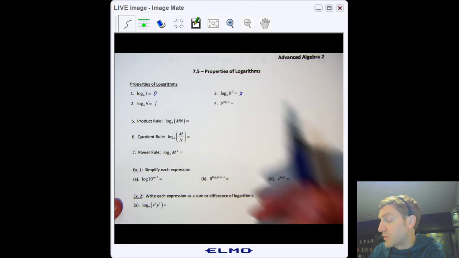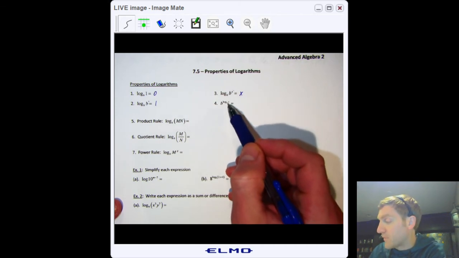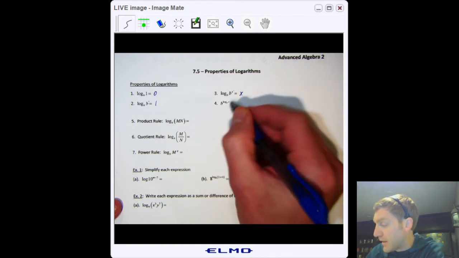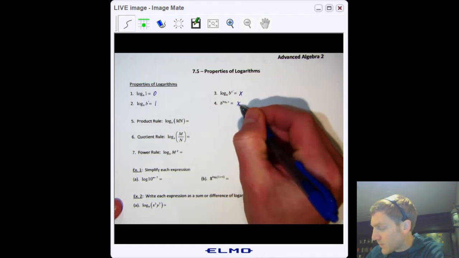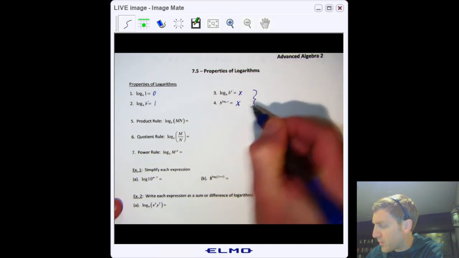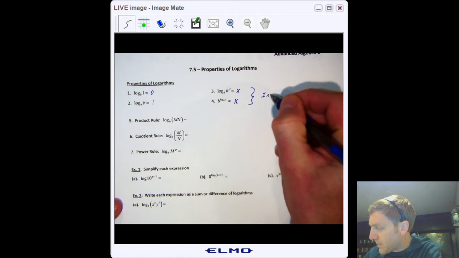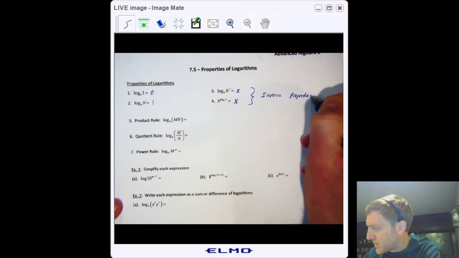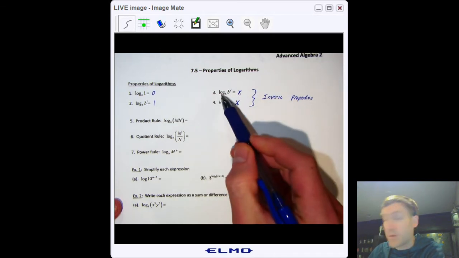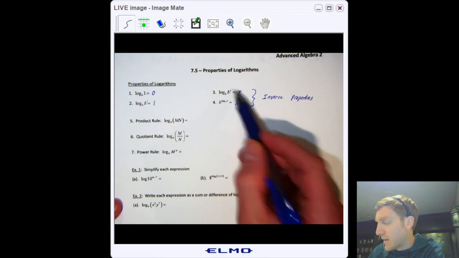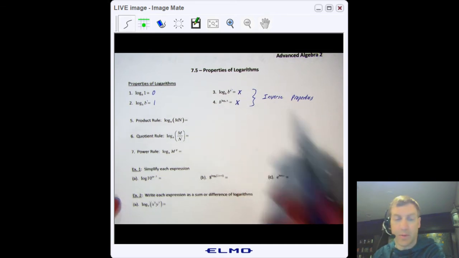And 4 is also an inverse property, just flipped around. This time the log function is inside the exponential function, but the same thing happens. The exponential and the log cancel out, so the answer is just x. So once again, the input here matches the output. All right, so 3 and 4, these two together, I want you to think of those as the inverse properties of logarithms. Anytime you compose a log function with an exponential function of the same base, because they're inverses, the log and the exponential cancel out, and the input equals the output.